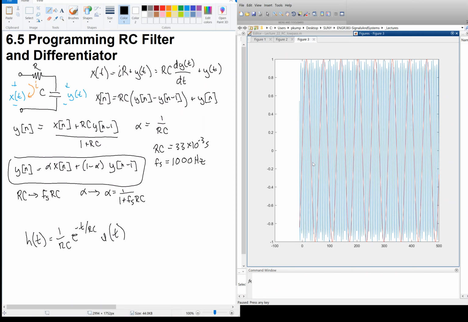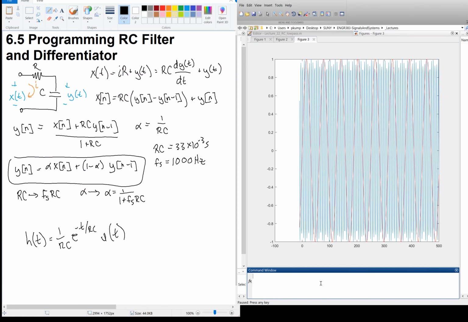So you see a red waveform is a slow waveform. That's the 100 hertz signal. And then the blue waveform is the quick waveform. That's 1000 hertz. So that one oscillates 10 times as quick, or 10 cycles per one cycle of the red. Okay.